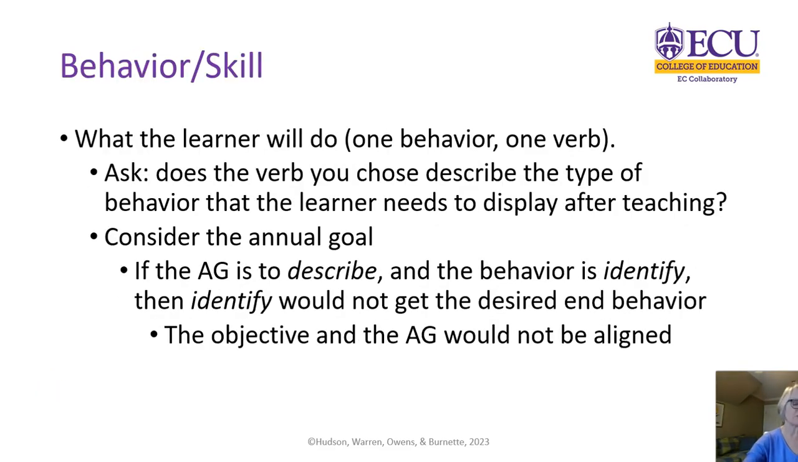You also have a behavior or skill. The behavior describes what the learner will do. The behavior describes one behavior and includes one verb. When writing the behavior, ask yourself if the verb you chose describes the type of behavior that the learner needs to display after teaching. Right? For example, if the annual goal is to describe, but the behavior is identify, then even when the student masters the objective, the behavior doesn't get to the annual goal because the annual goal and the objective aren't aligned.